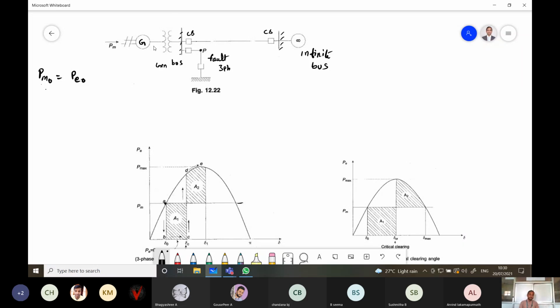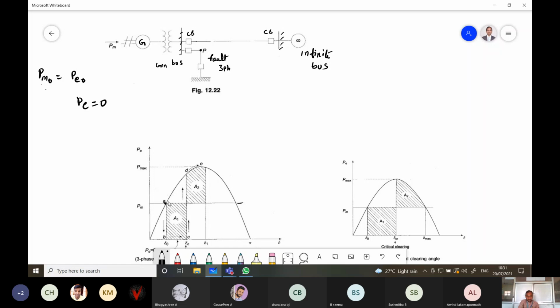Okay, so at this point, the three-phase fault occurs at the point P. The outgoing radial line is also affected, because both the lines are connected. If the fault occurs, the fault current will enter the grid, your main line, that is the radial line. So the electrical output of the generator instantly reduces to 0. What happens? Your PE becomes 0. When the fault occurs, PE will become 0. Instantly it will reduce to 0.